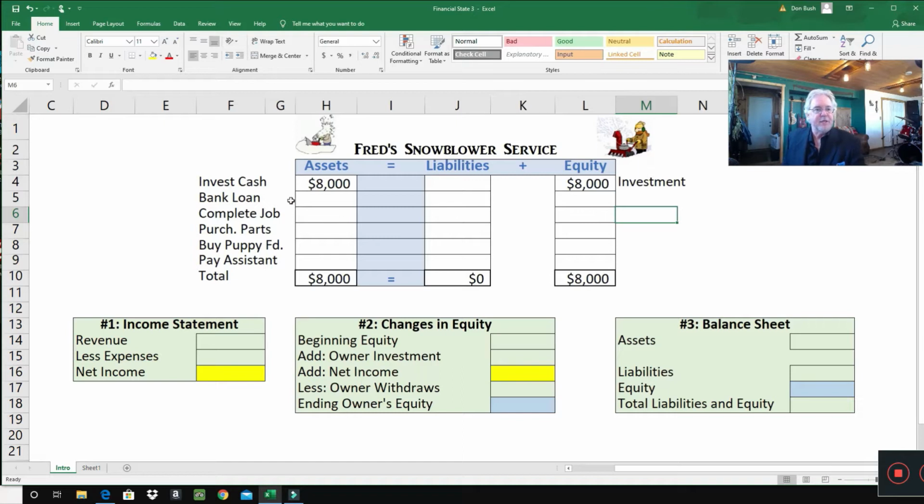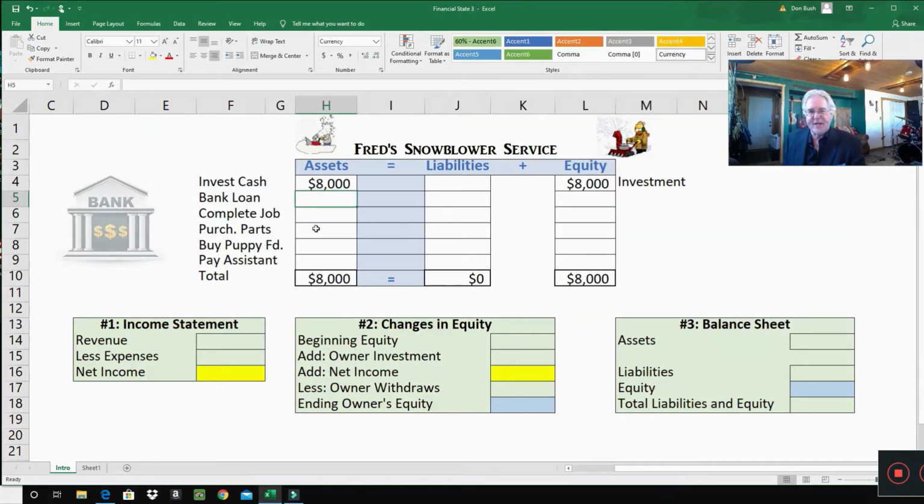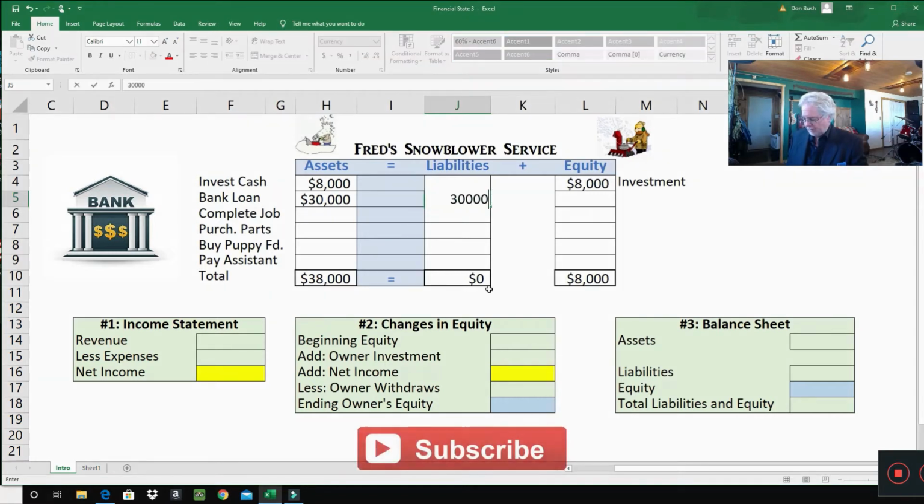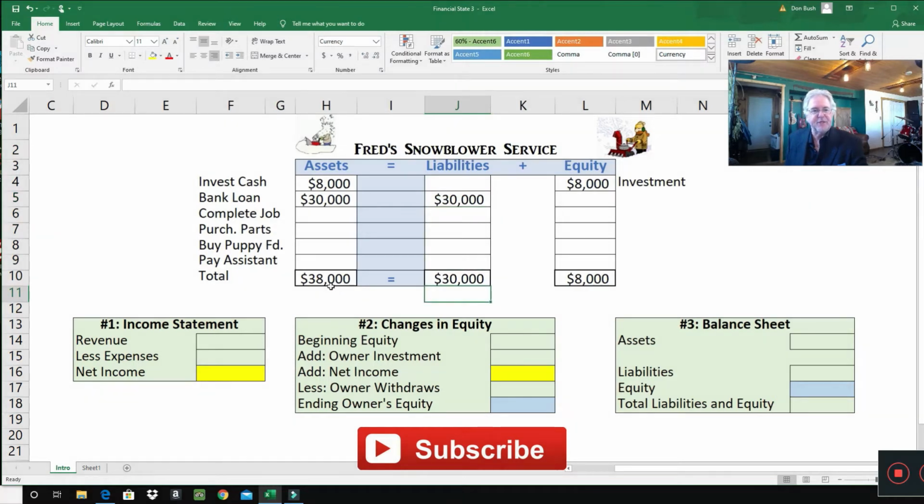The reason why I'm labeling it is because it helps us when we do our financial statements. So going on, Fred takes out a loan from a bank and he borrows $30,000 from the bank. So here we are, $30,000. Now Fred owes this money, he's got to pay it back, and at the same time our accounting equation needs to balance. The left-hand side needs to balance with the right-hand side. So there we go, 30,000. Let's check the totals, make sure the totals balance. On the left we have 38,000, on the right we have 30 and 8,000, and they add up to 38,000. So it all balances.